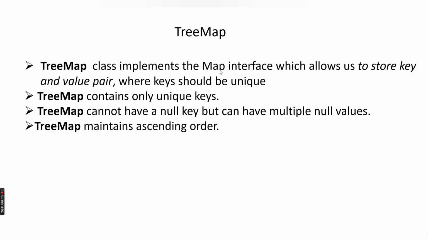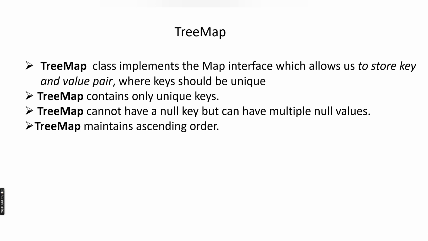So TreeMap class implements the map interface. So basically, what are the properties of map interface? That it stores the value in key value format. So same things apply for TreeMap. TreeMap also stores the values in key value pair. Keys should be unique. So TreeMap contains only unique keys. It means values can be duplicated, but keys should be unique. So these were the properties which were applicable to both HashMap and also LinkedHashMap.